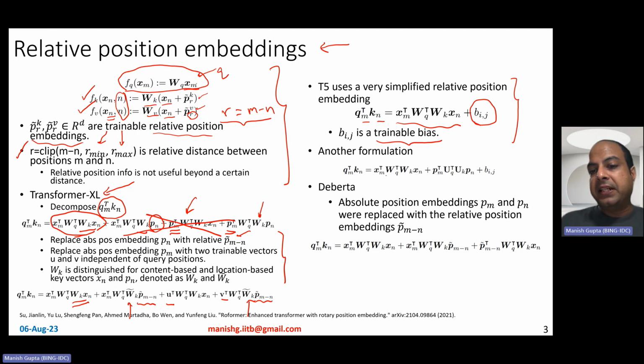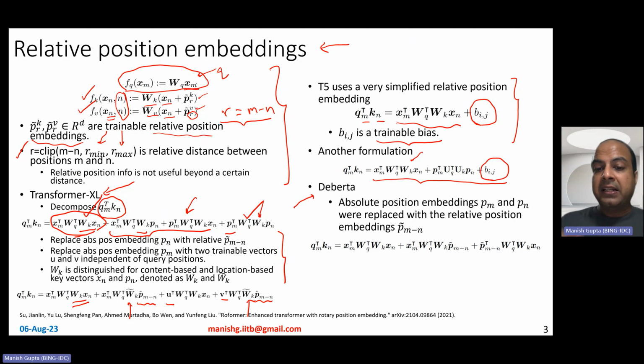Yet another paper tried to come up with other kinds of formulations. They said the content term is good. In this particular case, they kept the first and the 4th term. So the content term is good and the last term is good. The remaining interactions between position and content can be replaced by a bias term. This is what they used.